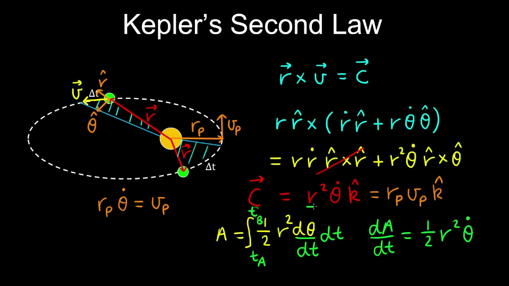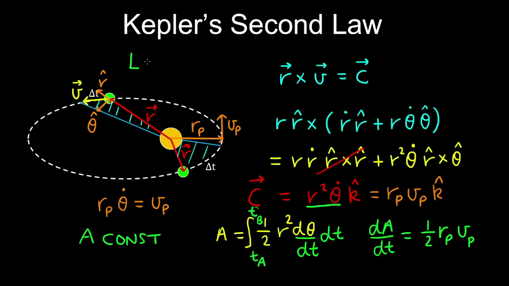And given that r squared theta dot is constant, and thereby equal to the distance from the Sun to perihelion by the speed at perihelion, the change in area with respect to time is constant, and therefore the area is constant with time. So two areas swept by two radial vectors over the same time interval are equal. So that gives Kepler's second law.